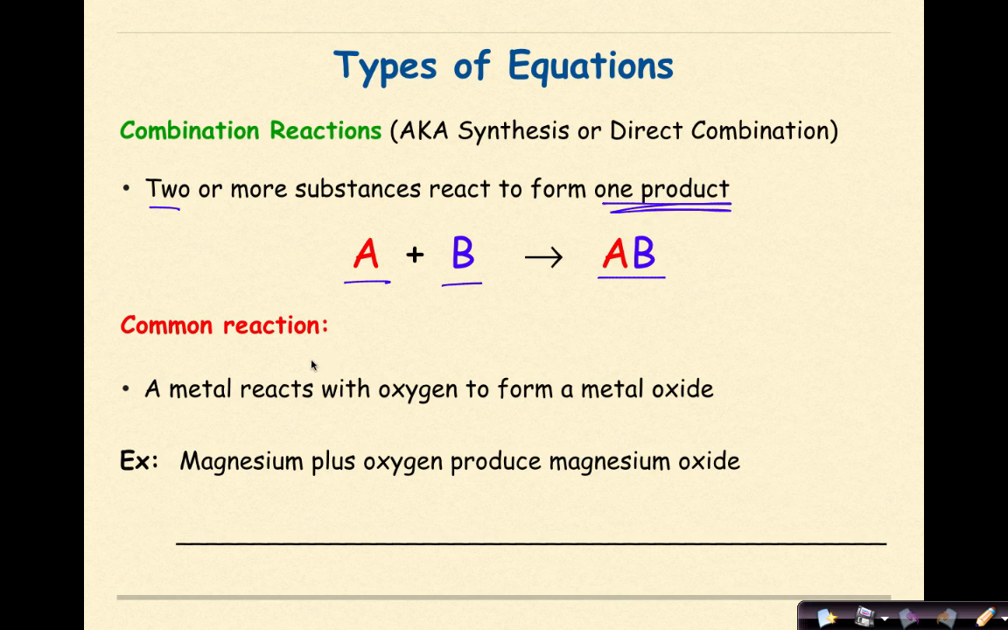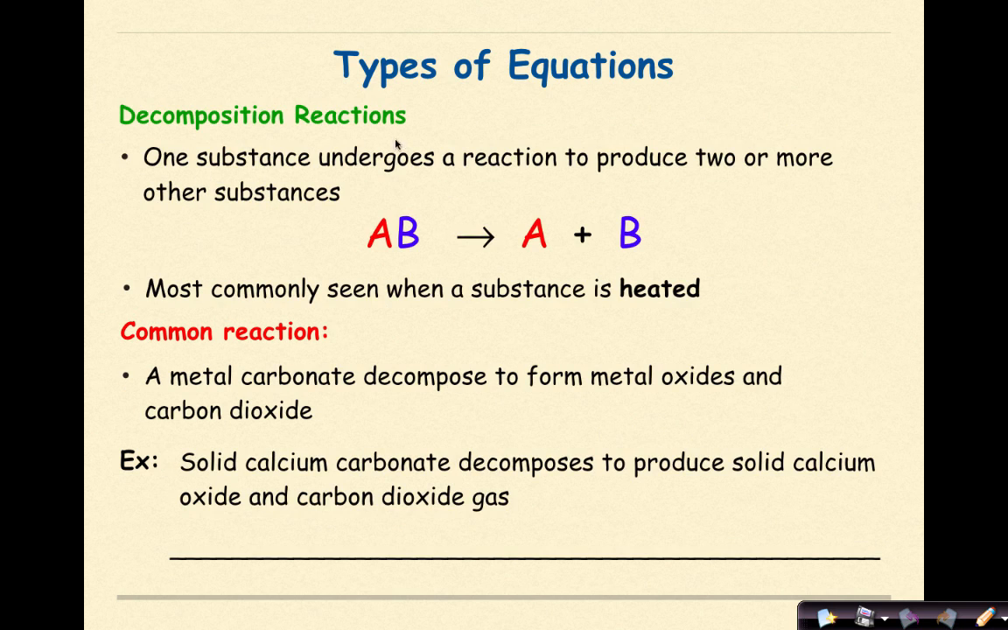So a common reaction here would be a metal reacting with oxygen to form a metal oxide. So the example that I'm going to show you is magnesium plus oxygen, which we know is a diatomic, produces magnesium oxide. We know that magnesium is plus 2. Oxygen is typically going to be minus 2, so we're going to get MgO. And now that we've gone over balancing, we should look at this 2 oxygens here, put a 2 here, put a 2 here. And this represents a combination reaction. 2 reactants, 1 product.